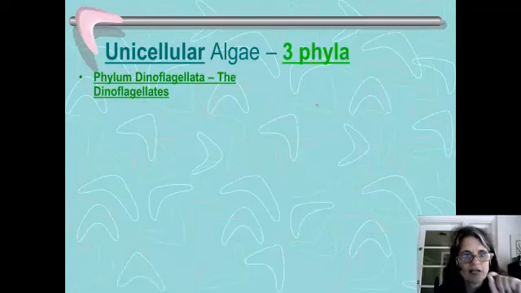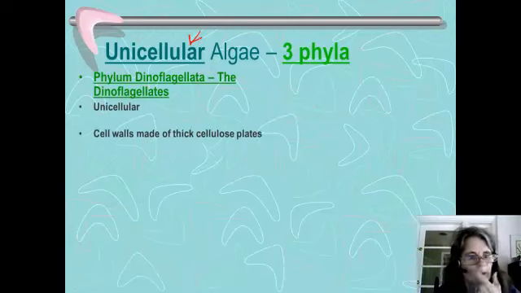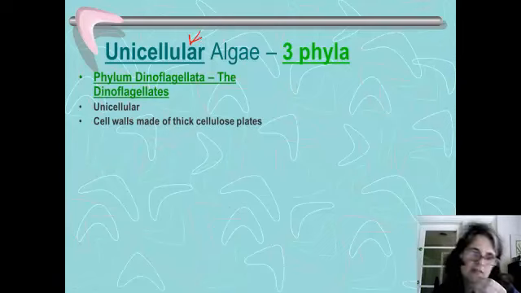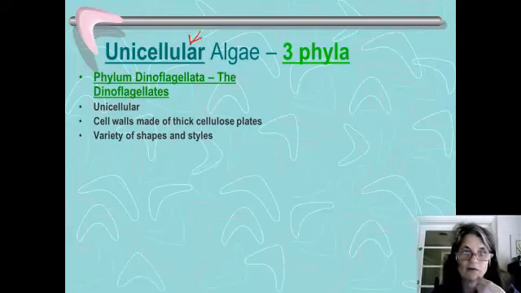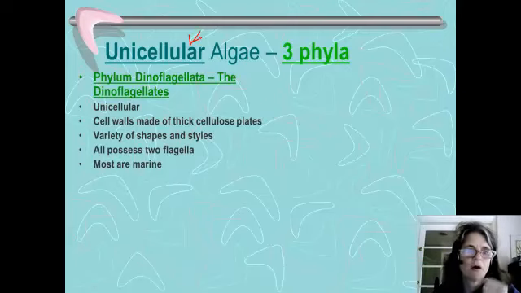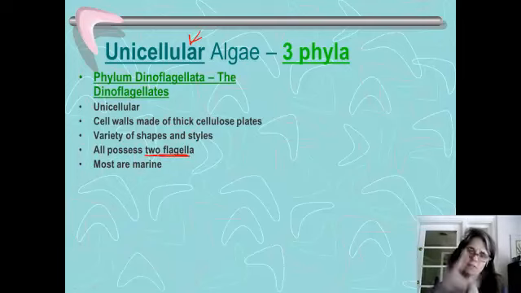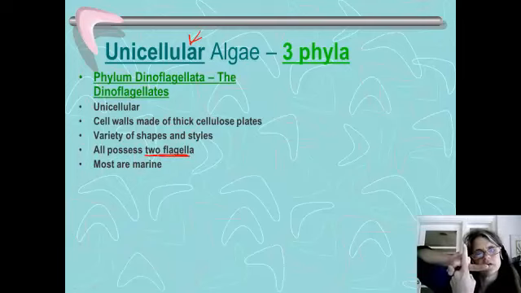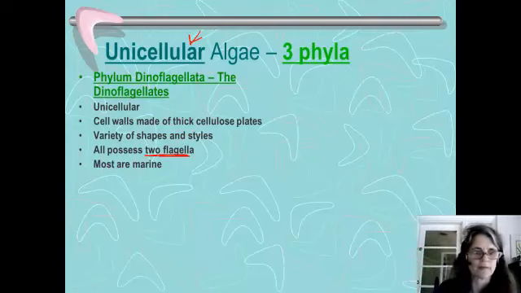phylum Dinoflagellata, or the dinoflagellates, is the last group of unicellular algae we'll look at. Okay, these algae have cell walls made of very thick cellulose plates, so they kind of look like they're armored almost. They come in a variety of shapes and styles, but all of them have two flagella, and they are arranged kind of perpendicular to each other, and so they beat, and the thing really tumbles through the water as a result of that motion.